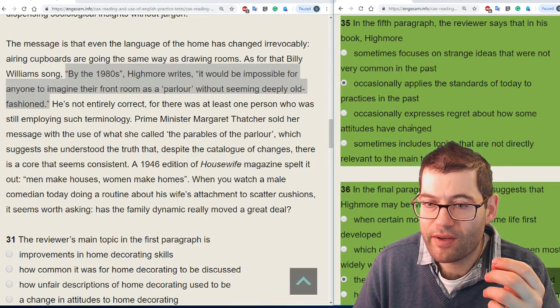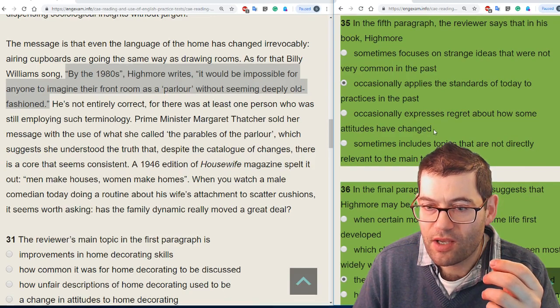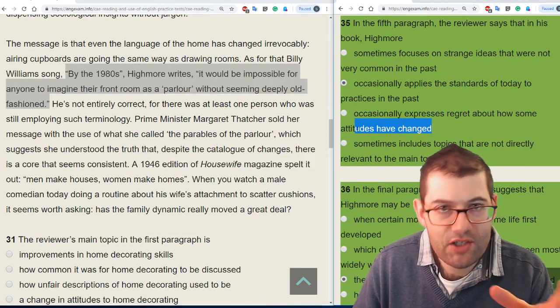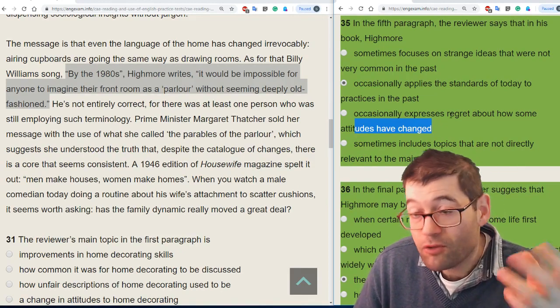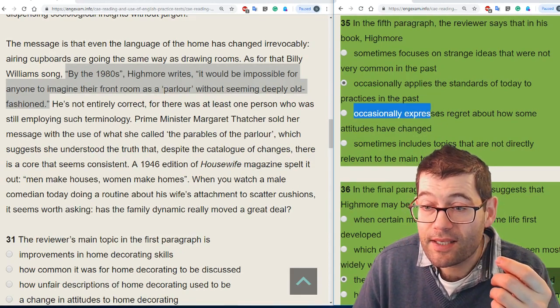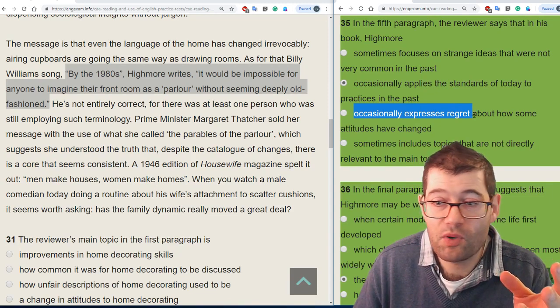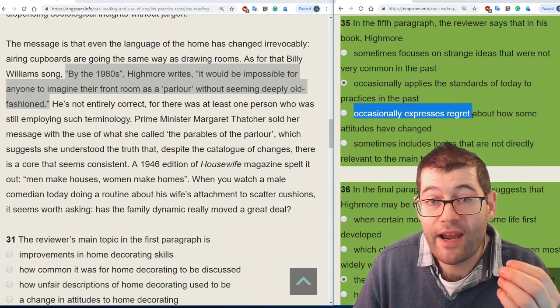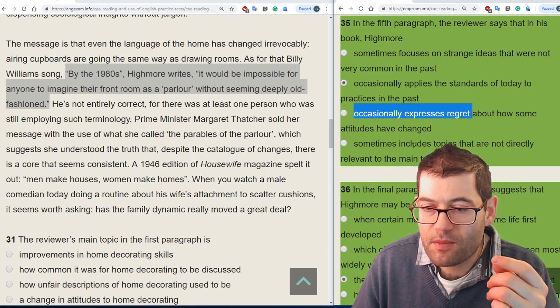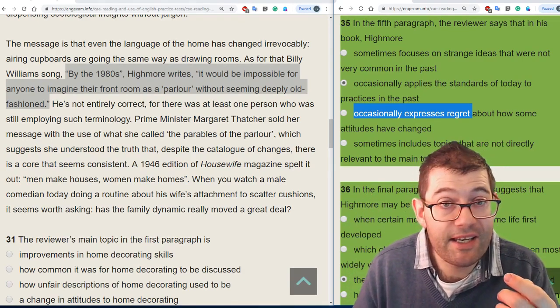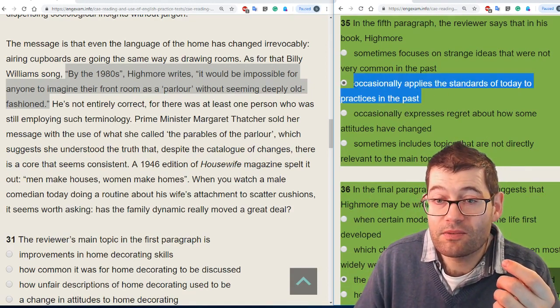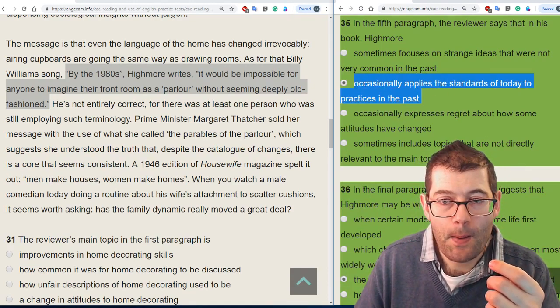Occasionally expresses regret about how some attitudes have changed. Now, you might say attitudes changing refers to time, and you could be right. I would argue it, but you could be right. But unfortunately, there's nothing in Highmore's quote that expresses regret. So it's not that one. Sometimes includes topics that are not directly relevant to the main topic. Well, I can't see any connection at all there. So that's why the answer is B.